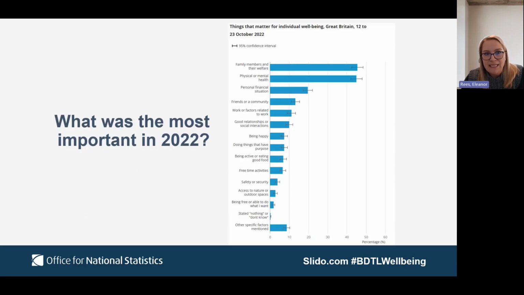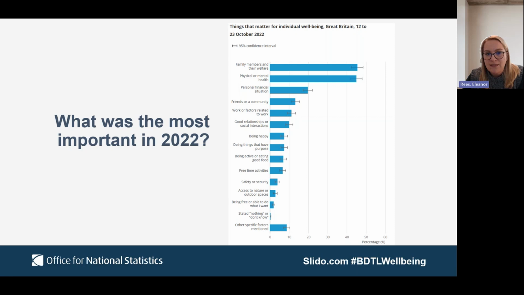So what did people tell us in 2022? On the screen is a chart of what was raised most frequently as important to respondents' individual wellbeing. As with 2010, family members and their welfare and physical and mental health came out clearly as important areas for our wellbeing. The next most frequently mentioned factor was our personal financial situation, followed by friends and community, then work and factors related to work.